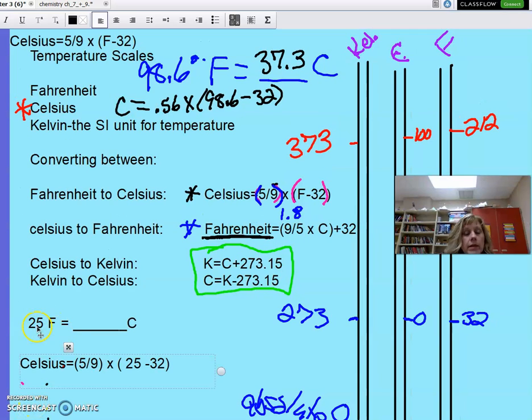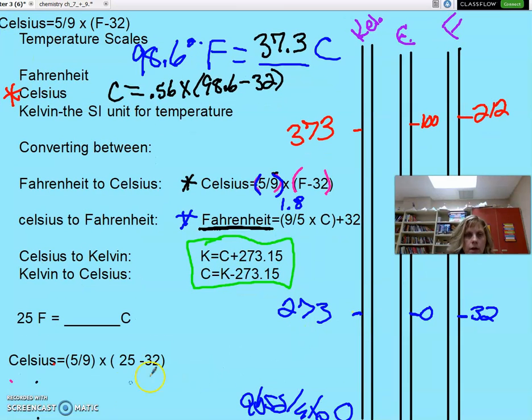So if I have a problem like this where I have 25 degrees Fahrenheit and I want to know how many degrees Celsius that is, I'm just going to plug this 25 right in here. So I'm using this equation. I'm looking for Celsius. I'm just going to take my 5/9 times whatever 25 minus 32 is. And when I calculated this, I just used my phone calculator, I got negative 3.8. So negative 3.8 Celsius.